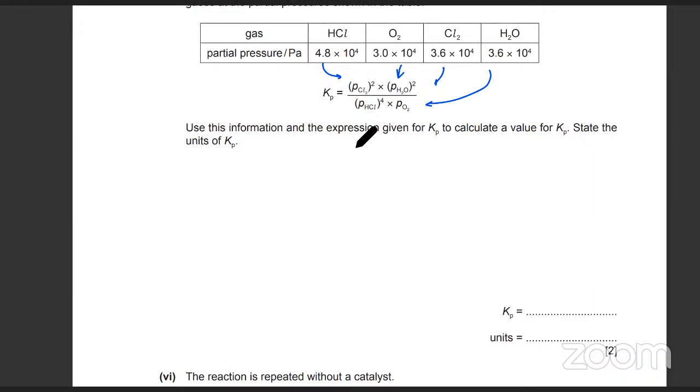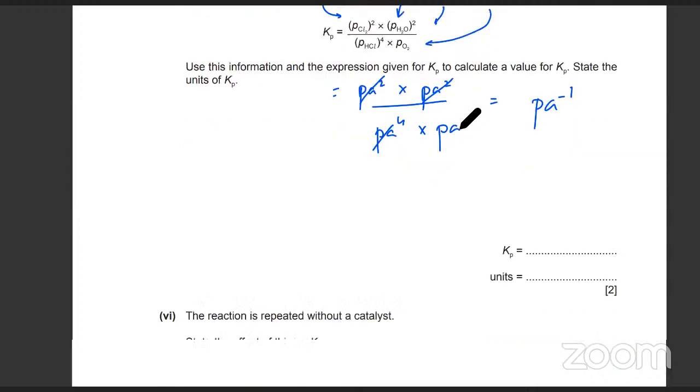Just plug in the values and you'll get the answer. The thing that I can do is find the units. So it's going to be Pascals squared into Pascals squared, and divided by Pascal to the power 4 into Pascals. So the squares get cancelled out, and it's going to be Pascal to the power -1. That is what my unit is going to be.